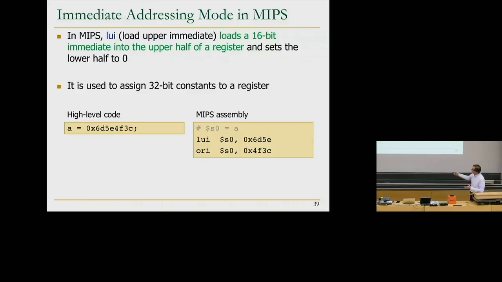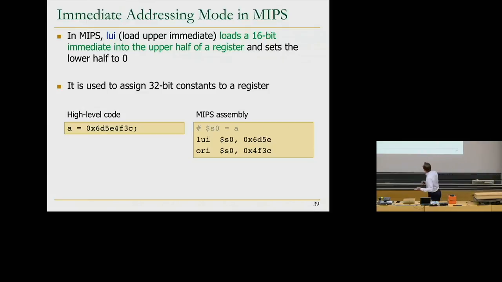How do you construct this register, basically? First, you do load upper immediate. Basically, you load the 65E. What this does is it takes this value, puts it into the top 16 bits of the register, and clears the bottom 16 bits to 0. So now you have the top half of the register, 65E, and all zeros at the bottom. How do you put 4F3Z at the bottom? Well, you OR the register that you just created with the bottom values.